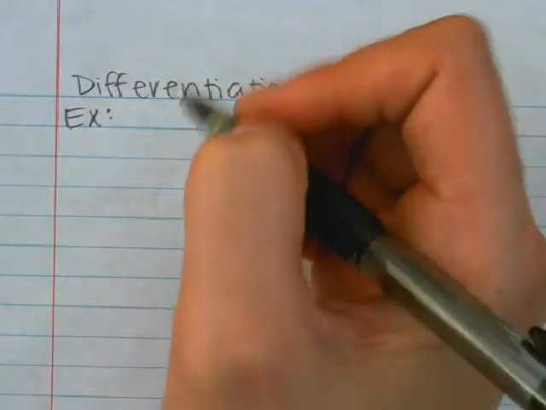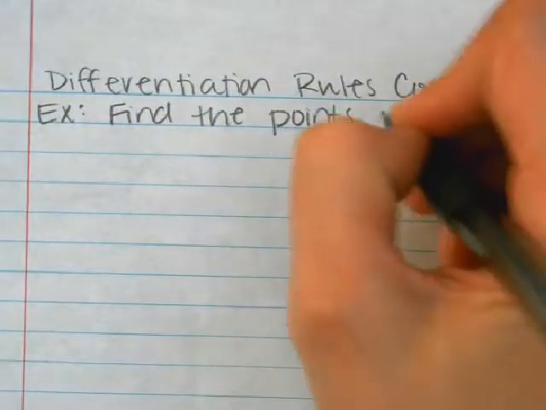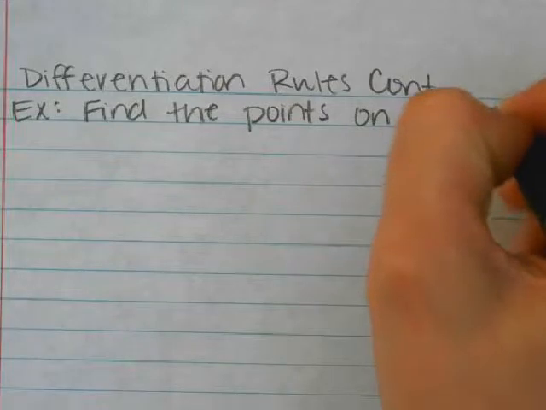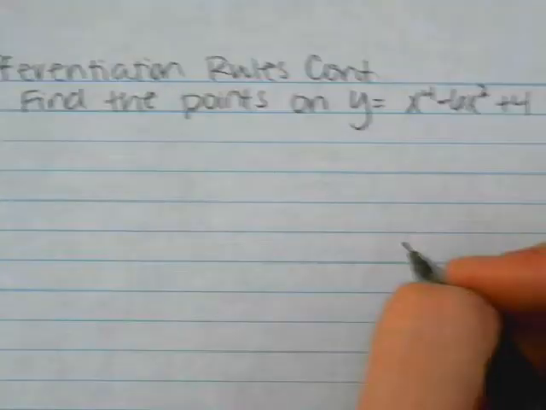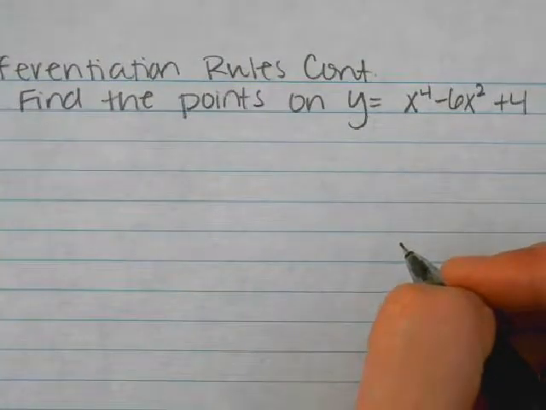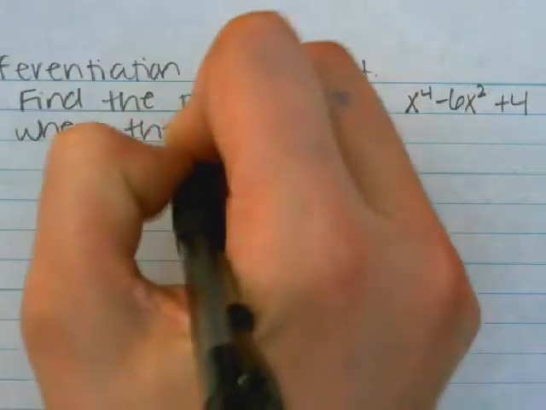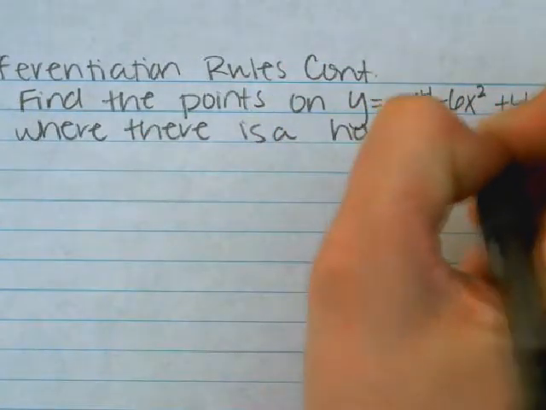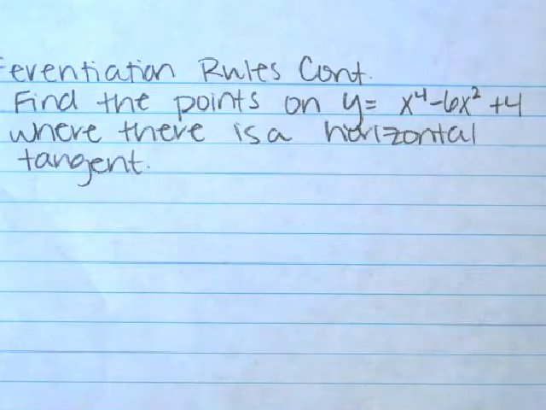So here, we're going to find the points on y equals x to the fourth minus 6x squared plus 4. So find the points on that line where there is a horizontal tangent. Say that one more time. Yeah, horizontal tangent.